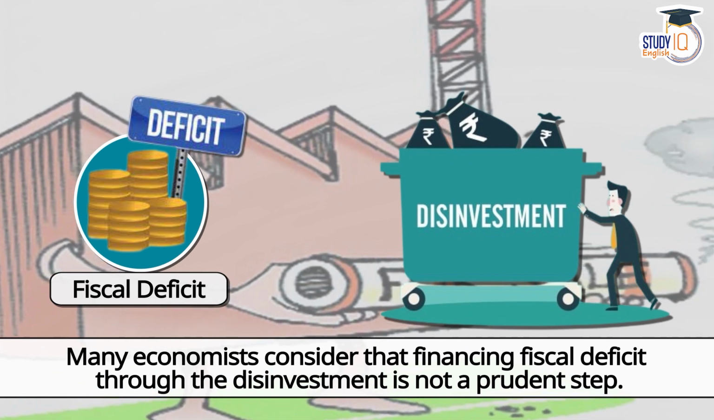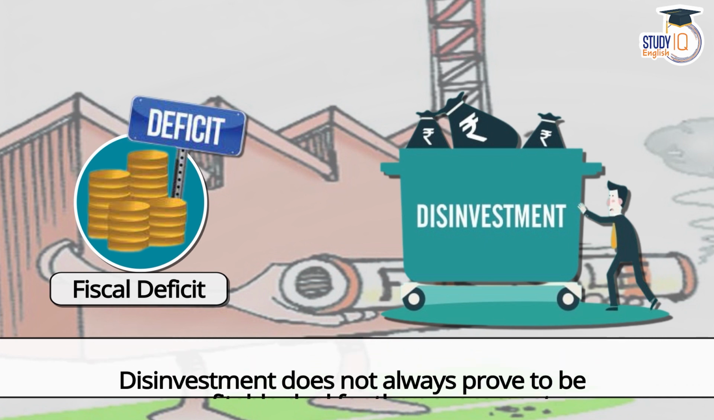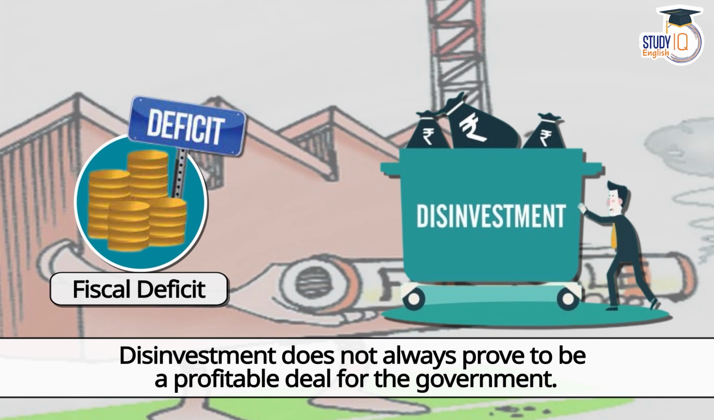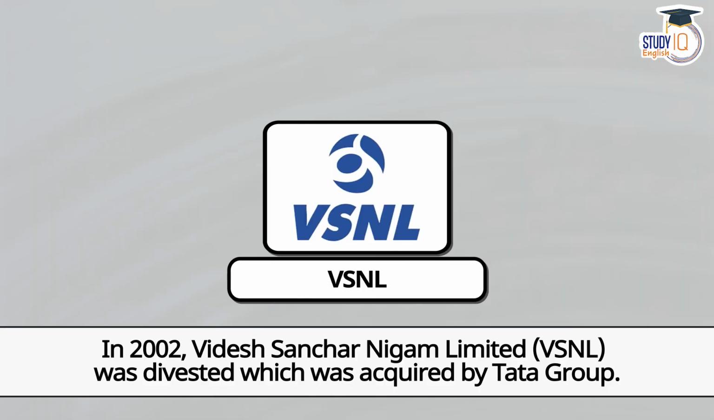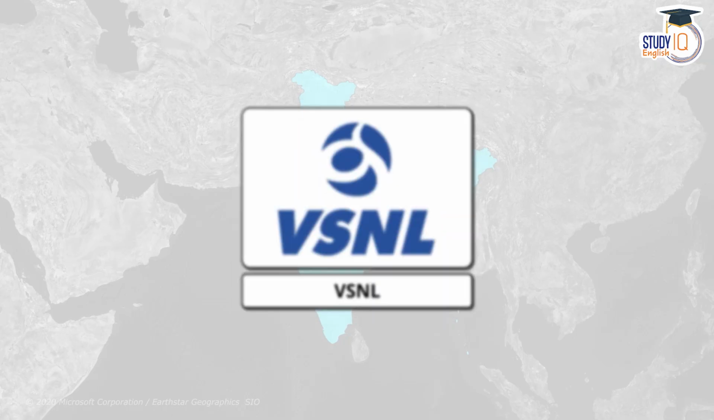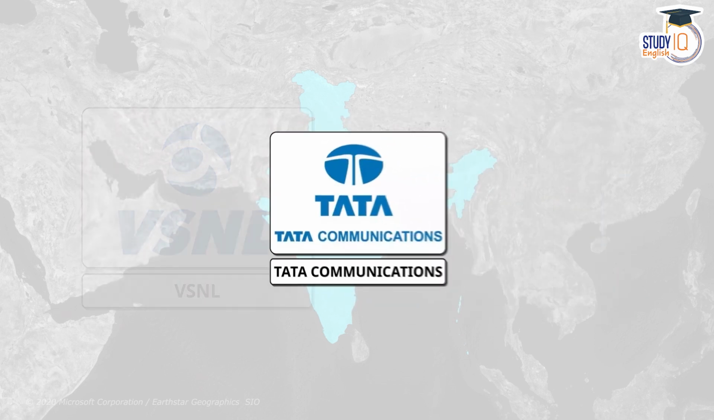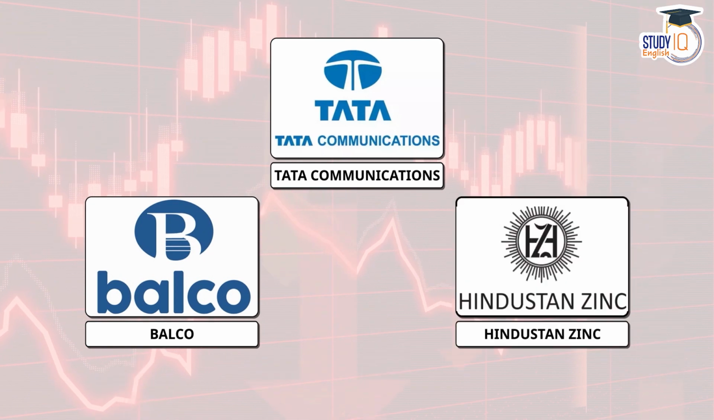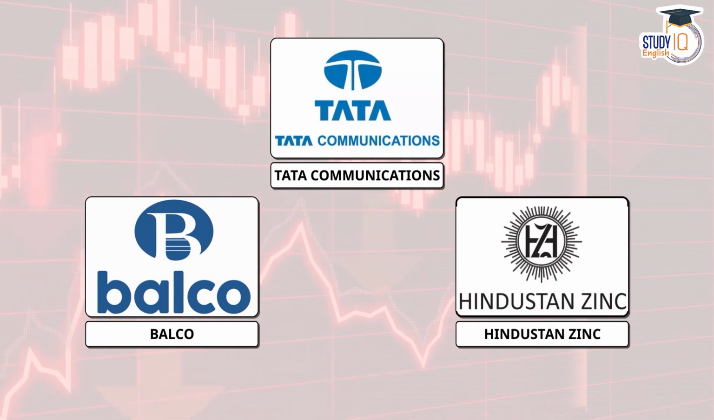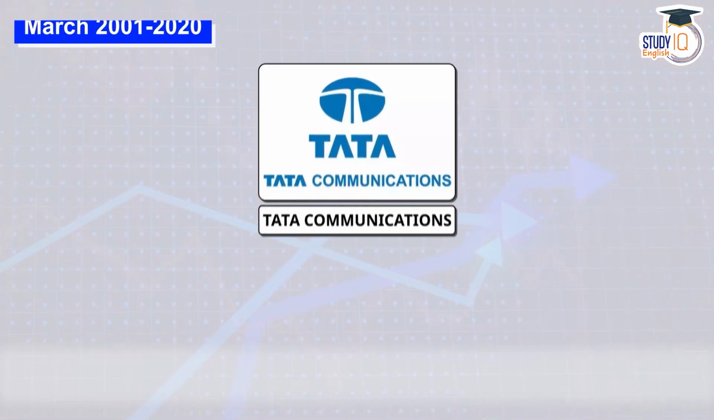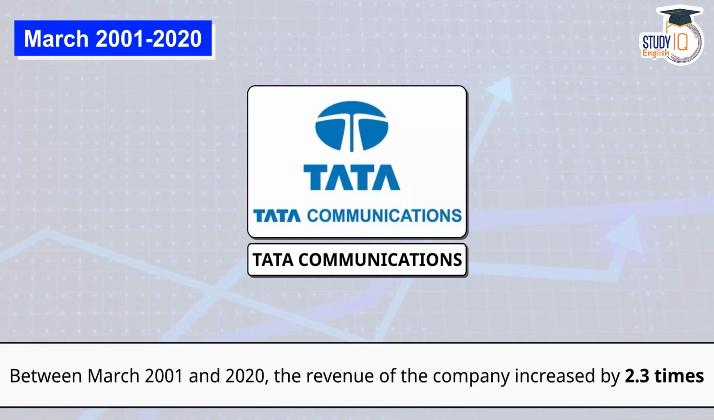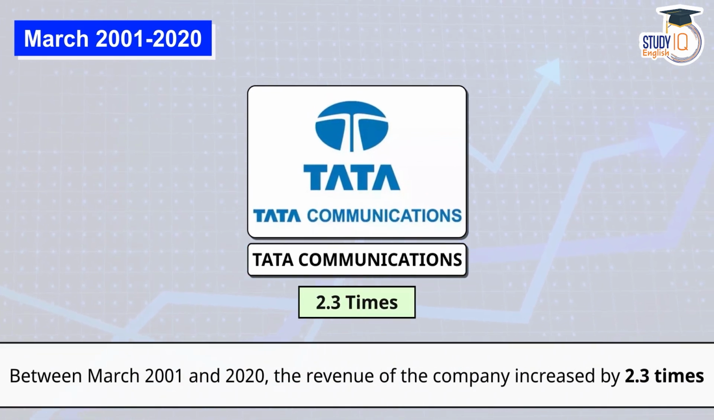Disinvestment does not always prove to be a profitable deal for the government. Many companies could not earn enough profits after disinvestment. In 2002, Videsh Sanchar Nigam Limited or VSNL was also a target of disinvestment. It was bought by the Tata Group. Hence, VSNL came to be known as Tata Communications. But it is said that unlike Balco and Hindustan Zinc, Tata Communications could not earn profits. From March 2001 to March 2020, the revenue of the company increased by only 2.3 times.